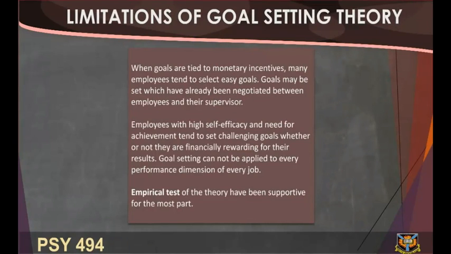Limitations of goal-setting theory. When goals are tied to monetary incentives, many employees tend to select easy goals. Goals may be set which have already been negotiated between employees and their supervisor. Employees with high self-efficacy and need for achievement tend to set challenging goals, whether or not they are financially rewarding for their results. Goal setting cannot be applied to every performance dimension of every job. Empirical tests of the theory have been supportive for the most part.